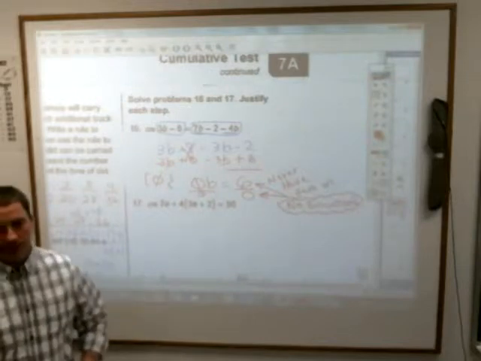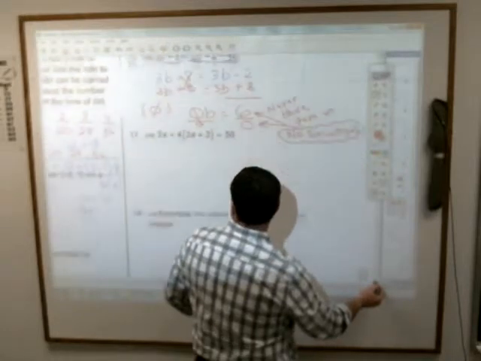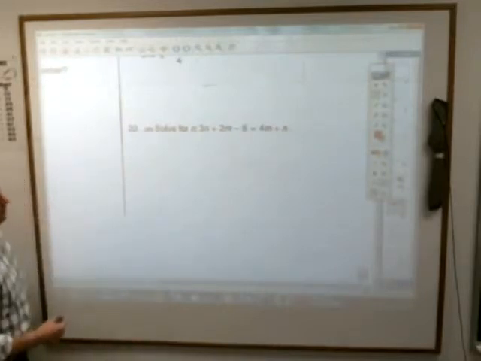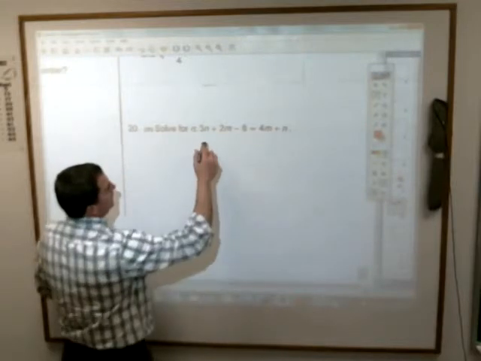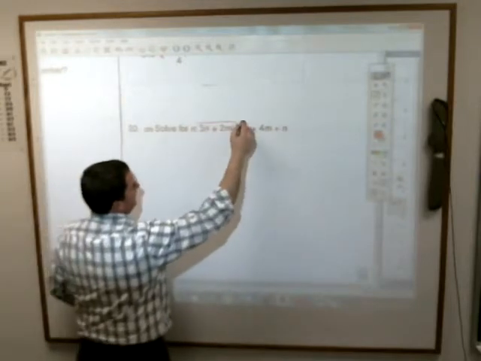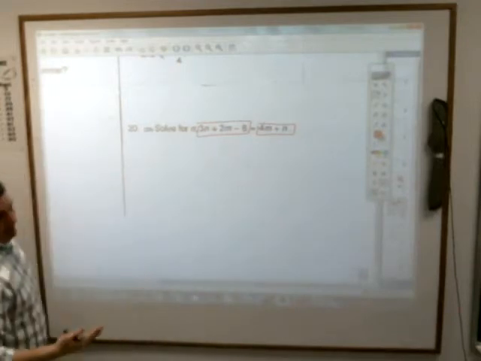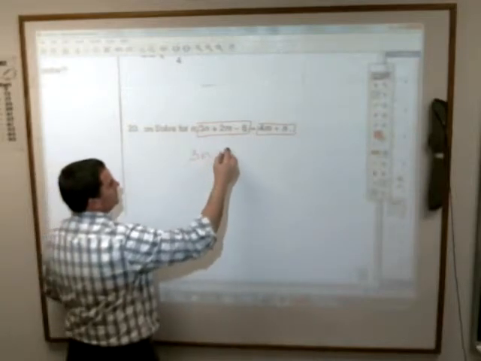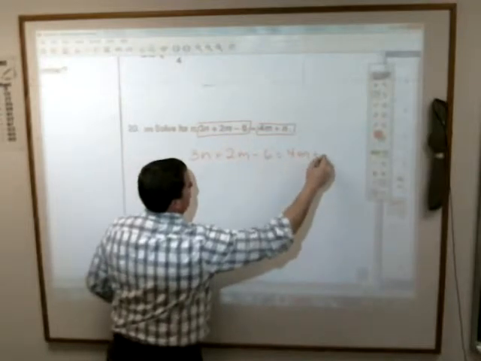Other questions, Lauren? Can you do number 20? I love 20. Solving for n, ladies and gentlemen. Solving for n, is this a plus, I'm assuming? Okay, same rules apply, children. The first thing you want to do before you start solving for n is see if you can add any like terms on each side. In this case, no can do. So it stays 3m plus 2m minus 6 equals 4m plus n.